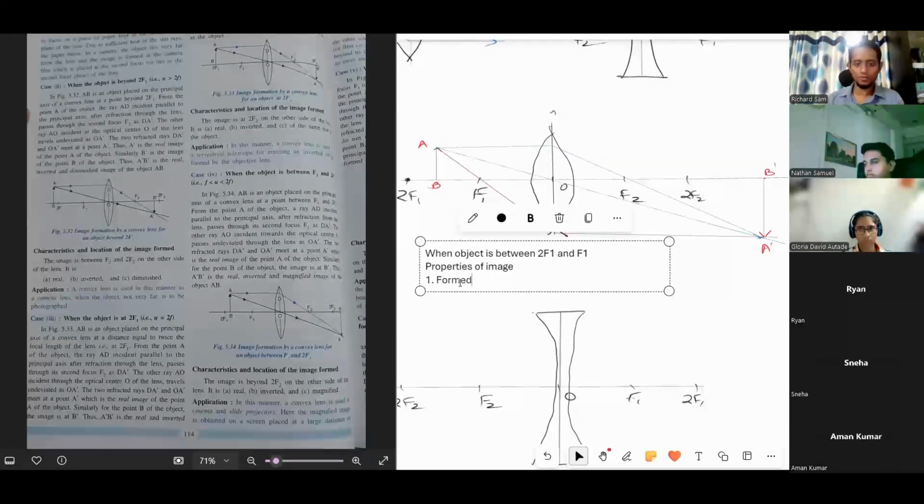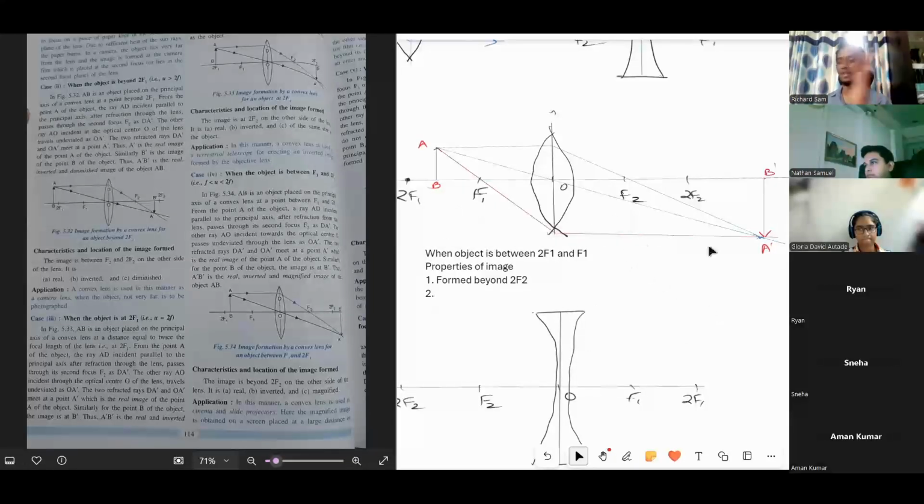Formed beyond 2F2. Next, any image that's formed on the right side, listen very carefully, wait, don't write it, will be inverted. These inverted images are called real images. Real means they are formed on a screen. They are actual rays meeting at a point. If you put a screen over there, you will see the image formed at A'B'. So if it's on the right side, the image will be real and inverted. That is your second and third point.